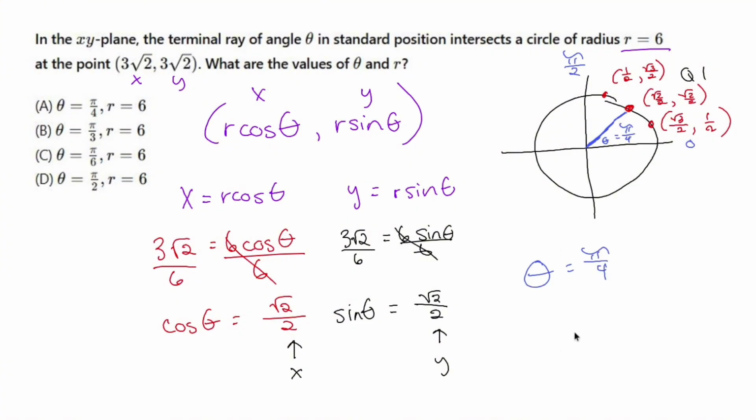I already know what my radius is, so I don't know why that was even an option, but that leaves me with A here. So pretty fun stuff. I like it.